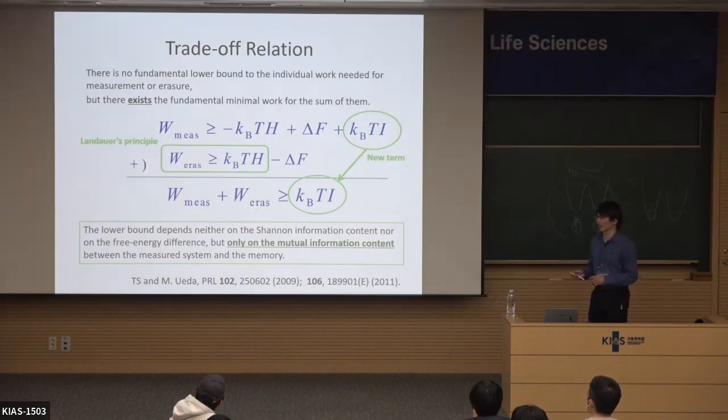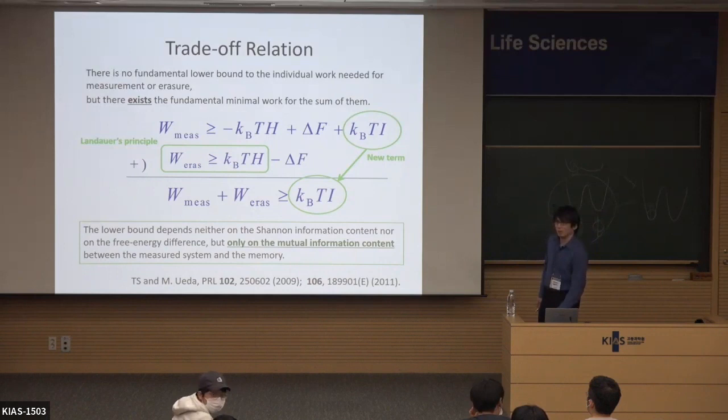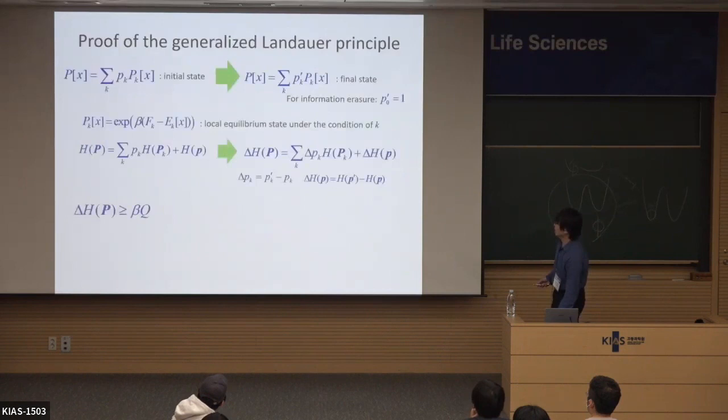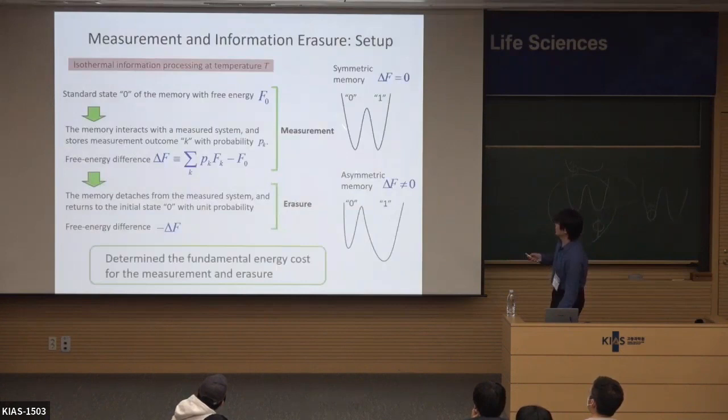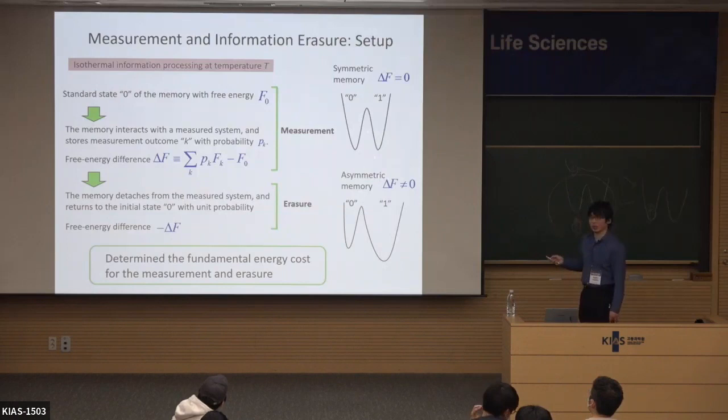Yes. I just want to check my understanding of the formula. The F means the free energy of the memory, or free energy of the system, or total? Oh, it's the free energy of the memory. Yes. So this is defined, for example, in this case, this state zero has some partial free energy. That is defined from a partition function defined only in this left well, for example. In that case, F0 and F1 are the same. But in this asymmetric case, we have different F0 and F1. So that difference gives the free energy change like this.